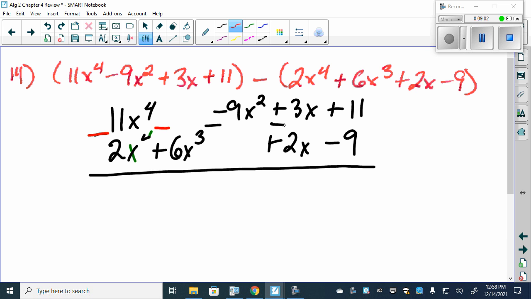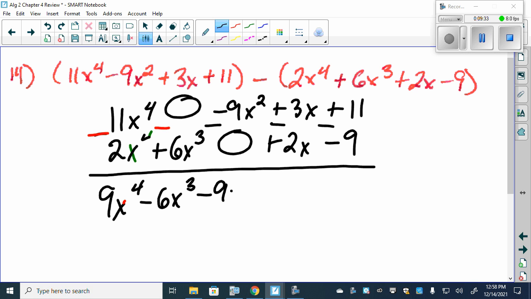And at this point, we're going to subtract. Exactly as Trey said, 11x to the 4th minus 2x to the 4th is 9x to the 4th. Now, we don't have an x cubed term here, but we are minusing 6x cubed, so this would be negative 6x cubed. Negative 9x squared minus, well, we don't have anything here, so it's just going to be negative 9x squared. 3x minus 2x is going to be plus 1x. And 11 minus negative 9.